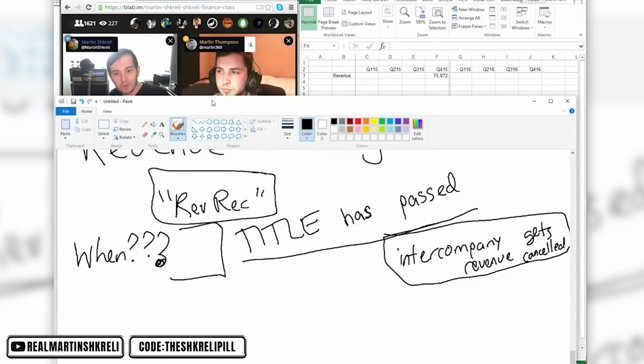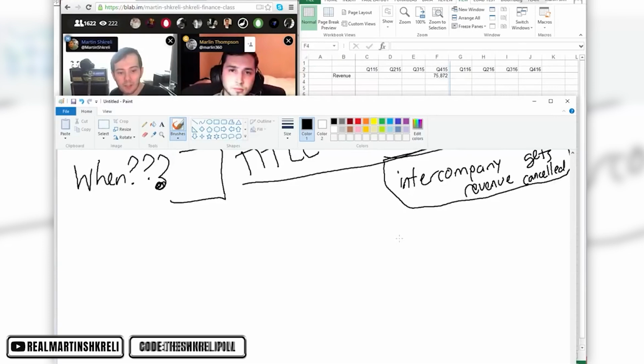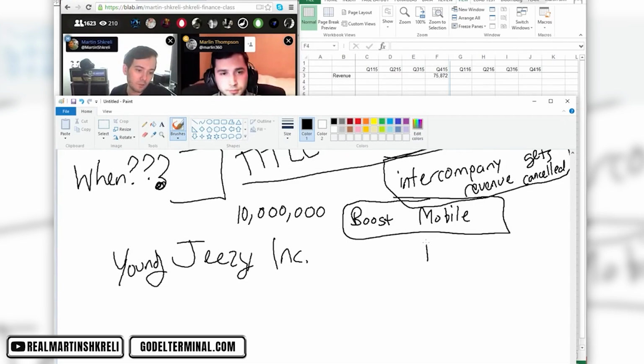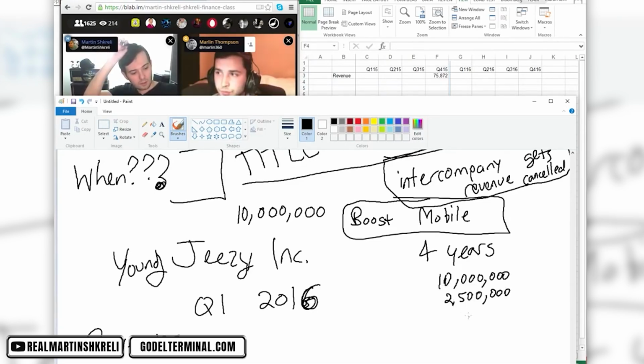Then there's things like, what if you have a contract over 4 years and someone gives you all of the cash up front? Let's use that example. Let's say you have a $10 million contract with Boost Mobile to promote Boost Mobile products for 4 years. And it comes time for Q1 2016 in revenue. How much do you report? Boost Mobile gives you a check for $10 million. Do you report $2.5 million, or do you report $750,000?